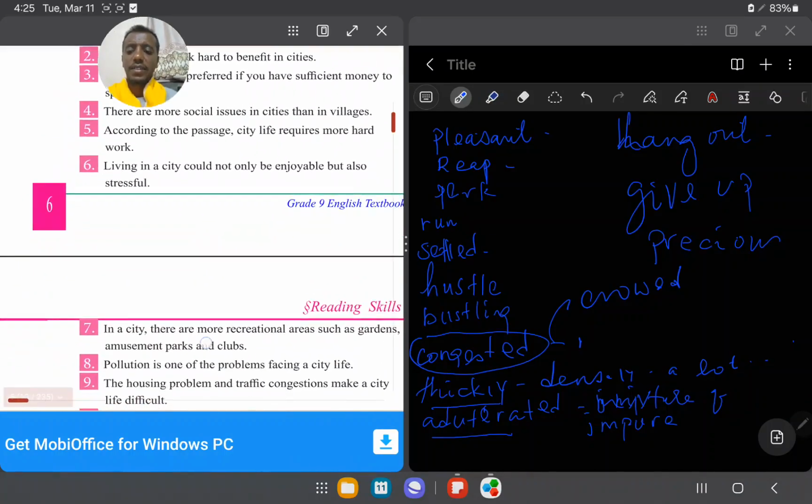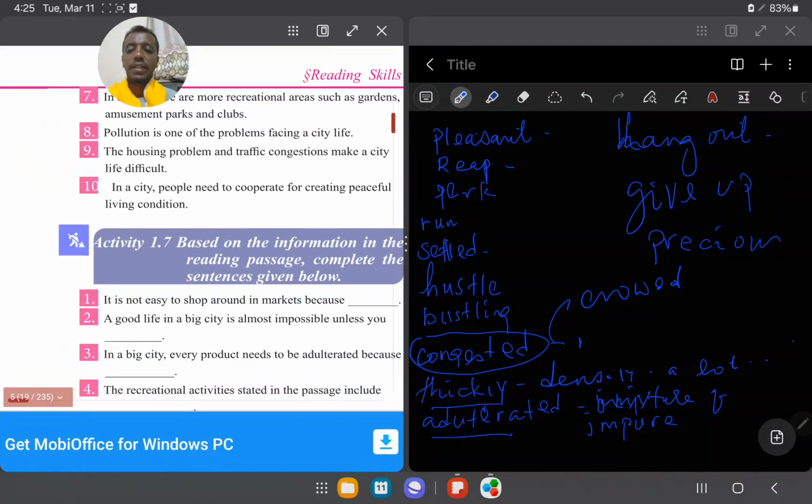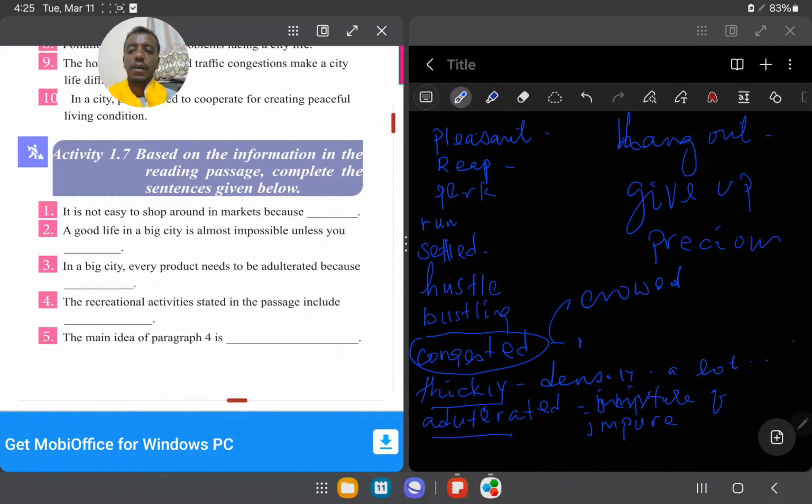Next, since our target is tackling vocabularies, the next one is, based on the information in the reading passage, complete the sentences given below. It's not easy to shop around in markets because it is very difficult. What is the reason? What I understand from the listening is that it's crowded, yeah?